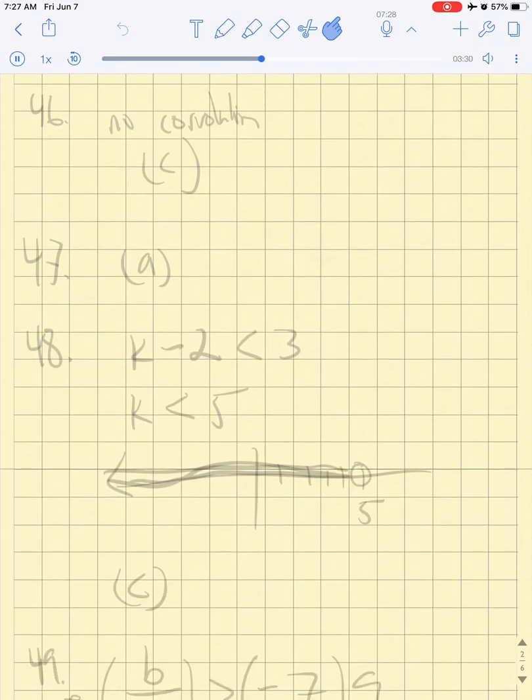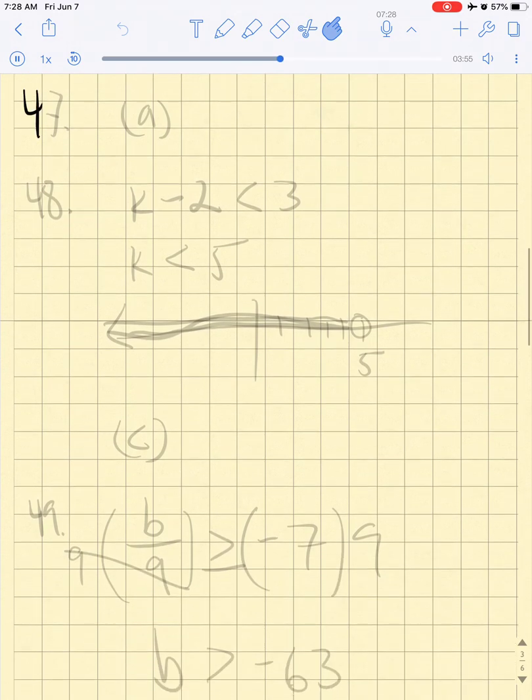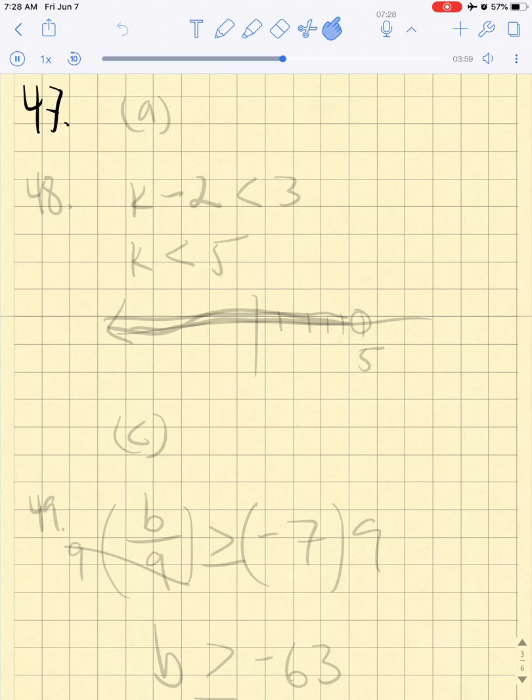All right, easy. 46. We have a graph, and they ask us, is it no correlation, negative correlation, or positive correlation? For 46, we're going to say it's no correlation. So that is choice C. 47, women in the Army. Just look at it. You could just tell right away it's positive correlation. 48.